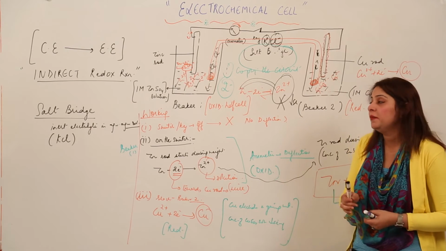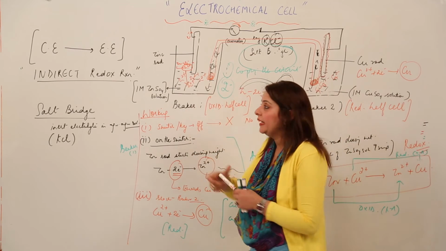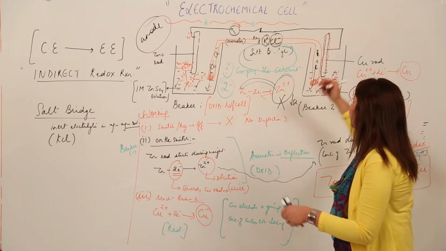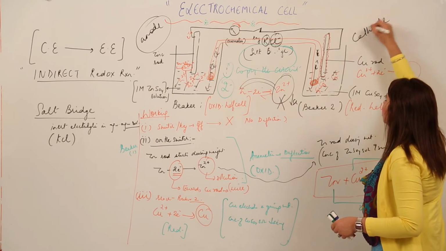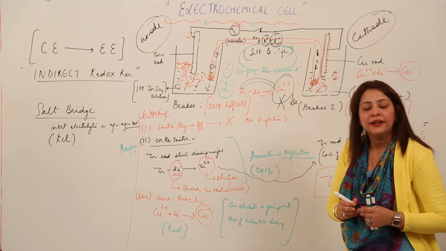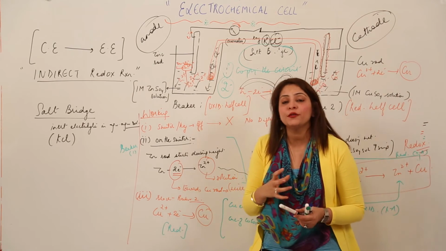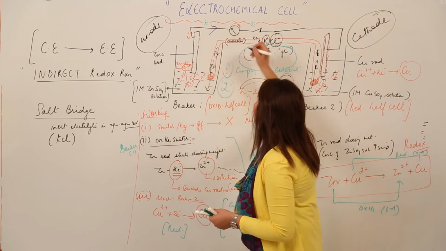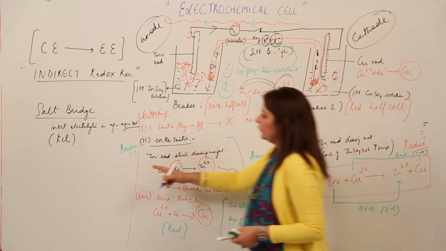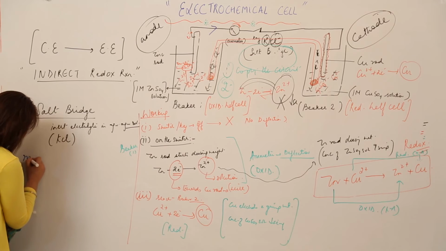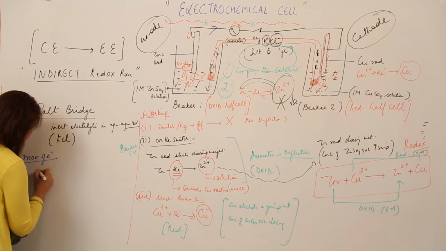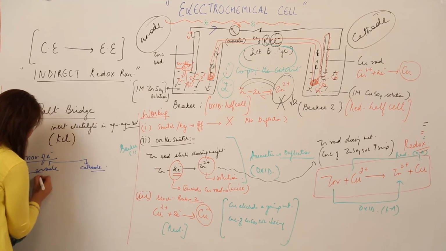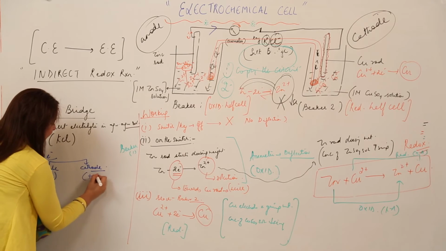Second thing you need to remember is that the one which gets oxidized acts as anode, and the one which gets reduced acts as cathode, right? And what is the movement of electrons? You know that the movement of electrons is from anode to cathode. I'll just write here that the movement of electrons is from anode to cathode. Anode acts as negative terminal and cathode acts as positive terminal.